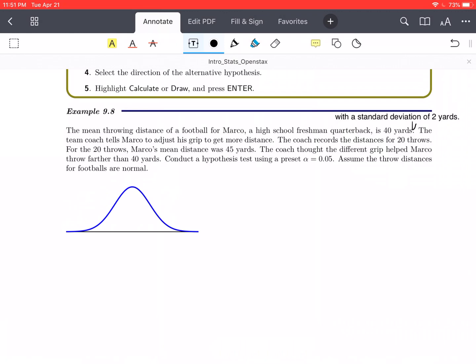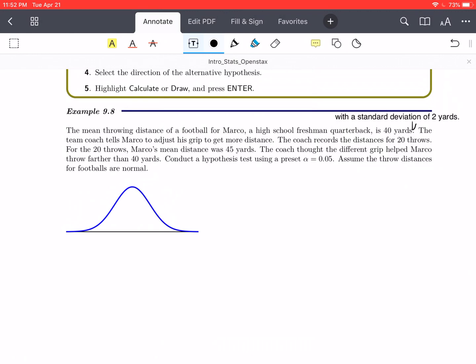So the mean throwing distance of a football for Marco, a high school freshman quarterback, is 40 yards with a standard deviation of 2 yards. The team coach tells Marco to adjust his grip to get more distance. The coach records the distances for 20 throws. For the 20 throws, Marco's mean distance was 45 yards. The coach thought the different grip helped Marco throw farther than 40 yards. Conduct a hypothesis test using a preset alpha equals 0.05 and assume the throw distances for footballs are normal. Okay, so we're trying to determine if the grip helped Marco throw the football farther. Now, the mean distance was 45 yards, so that's good, but the question is, is that statistically significant?